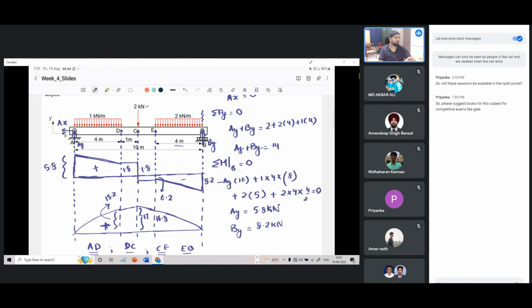We'll be able to see that. Okay, there is a question, sir. Please suggest some books for this subject for competitive exams like GATE. Actually, the book Meriam has quite a lot of examples and exercises to solve. So I would suggest you go with Meriam.